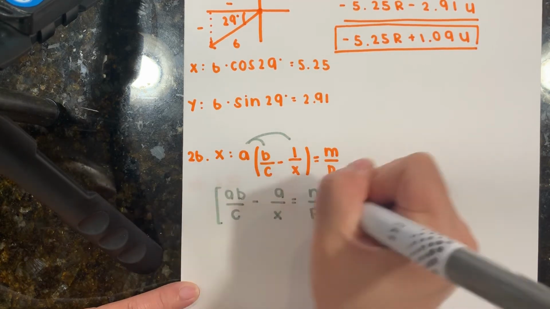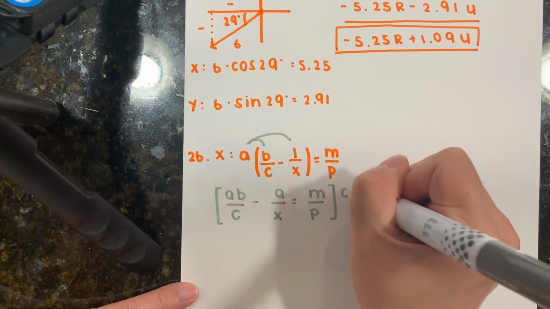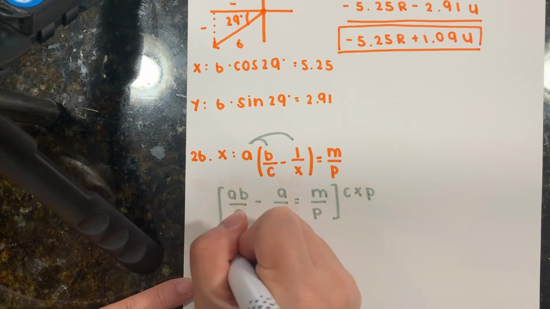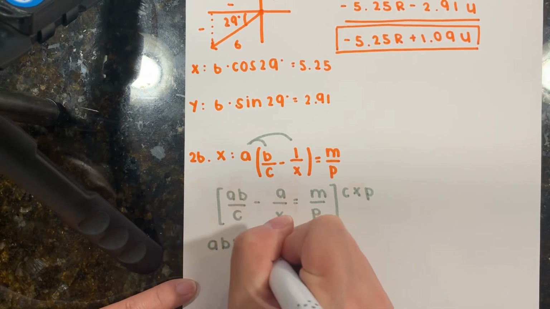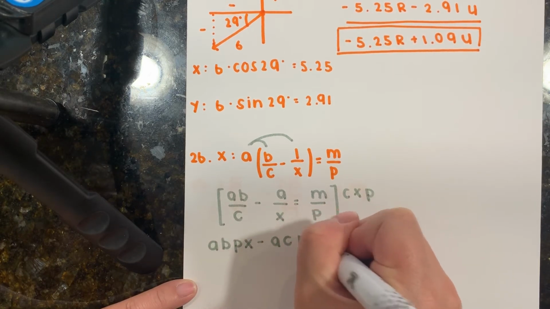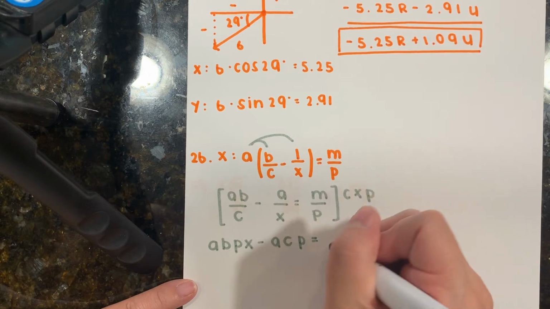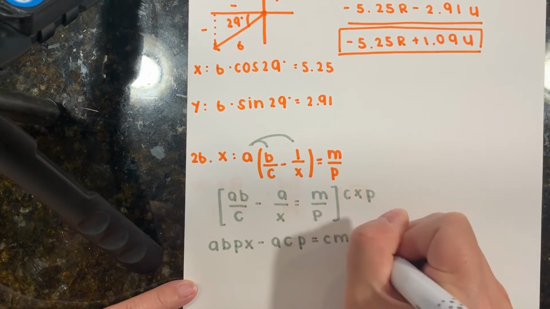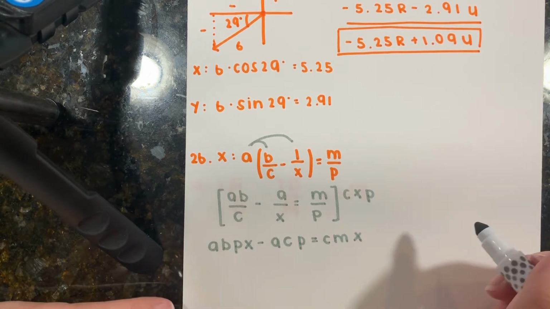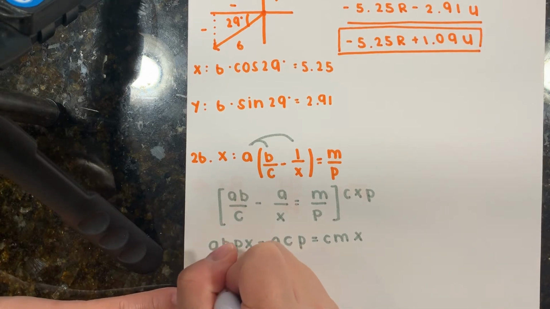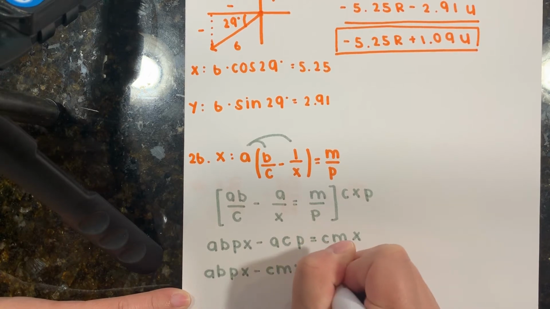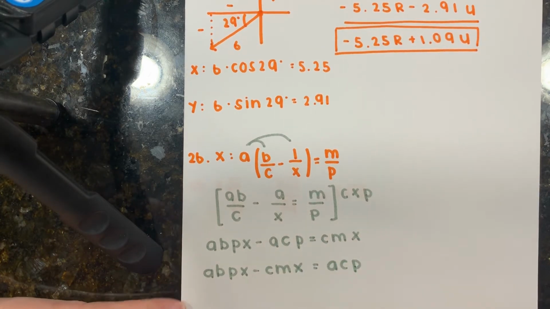To eliminate the denominator, I'm going to multiply the whole thing by cxp, which means I would multiply this first fraction by px, so it would be abpx. Second fraction, I would multiply by just the c and p, so it would be acp. Last fraction, I would multiply by the c and the x, so it would be cmx. Now we're solving for x, so I'm going to move the acp to the right, the cmx to the left. So I have abpx minus cmx equals acp.